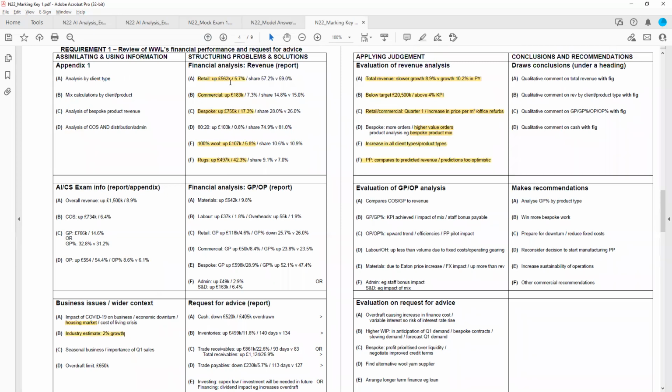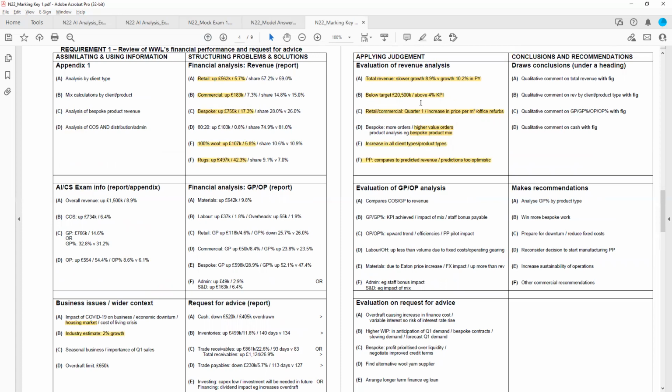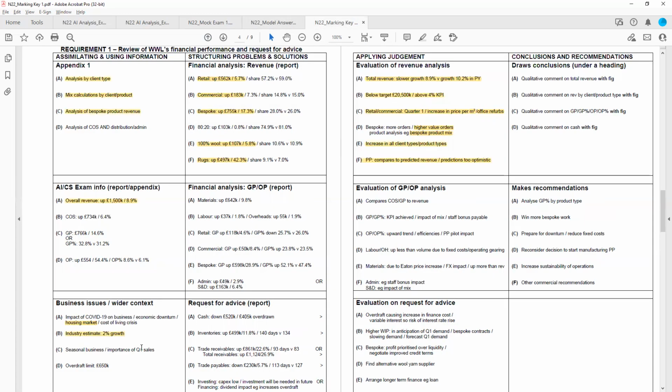So you can see with my revenue analysis how I picked up lots of points here by following this technique. I've got a really thorough analysis here. And I've got number, I've got reason, I've got further insight points, and I've got some context points as well, which make sure I'm scoring points in all of the different boxes. Like I said, it's quite easy to get these ones. These are just for being in the appendix. I've obviously got overall revenue. I've done analysis by client type, mixed calculations by client product, and analysis of bespoke product revenue as well. So you can see how that approach to revenue picks me up almost all of the marks here.